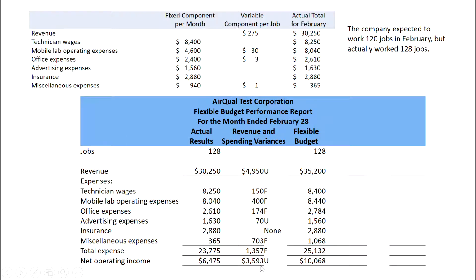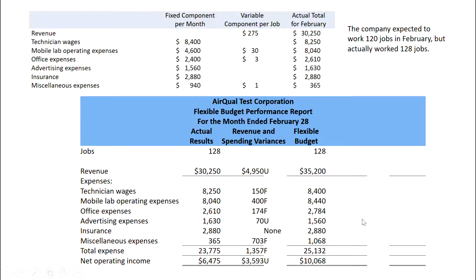Net operating income flips around though, because keep in mind our actual net operating income was $6,475 compared to what we thought it should have been of $10,068. Net operating income should be a good thing, and if it's less, that's a bad thing. So this is going to be a $3,593 unfavorable variance. I will mention in the next chapter, when we take a look at expenses in more detail, we'll start to unlock the reasons for these favorable and unfavorable variances. Does it have to do with using more of that particular input, or does it have to do with using a more costly input?